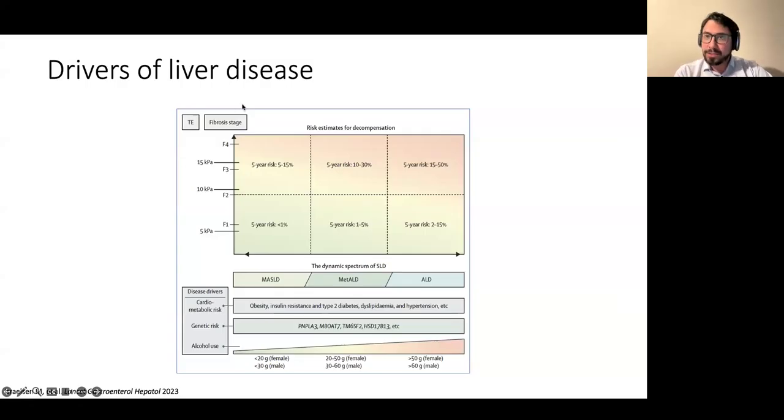But if we think about steatotic liver disease, we always need to think about the main drivers of liver disease. And this includes the cardiometabolic risk factors, and I will show you how these factors interact in the progression. Also, alcohol use. If you drink more, you will have a higher risk of liver disease, but also the genetic risk in this population.